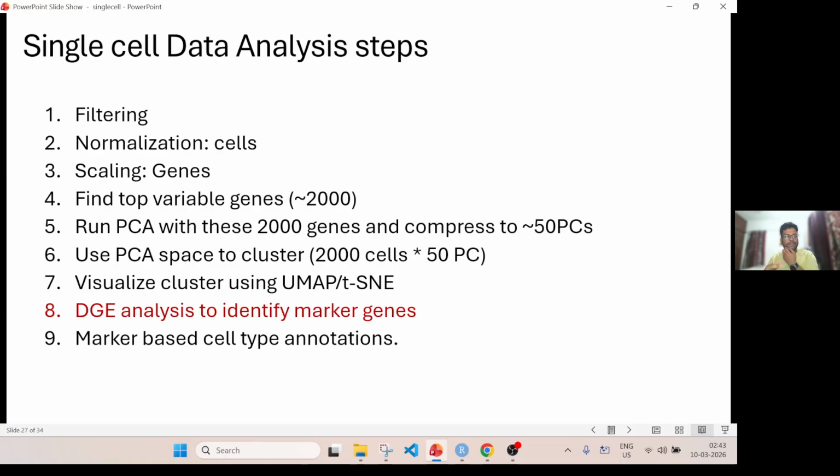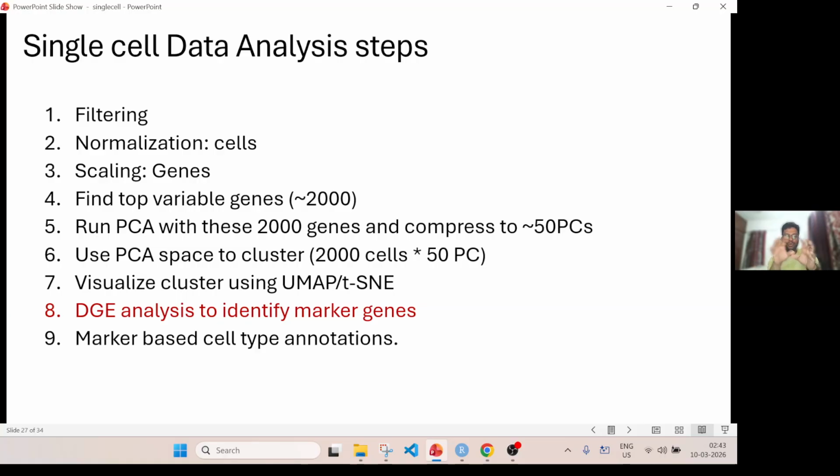Now you repeat the process a second time. Take the second cluster and compare with all, take the third one and compare with all, like that. So that is one way. The first thing that we should do is take each cluster versus the rest. That will give us crucial identification markers for each cluster.